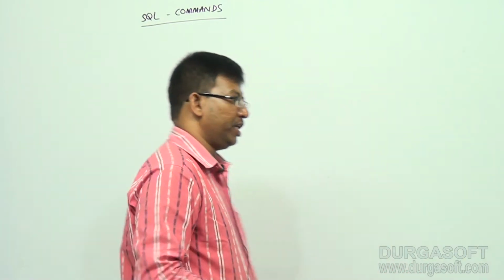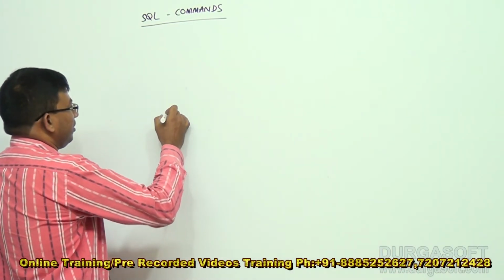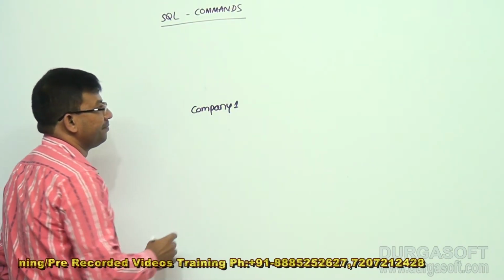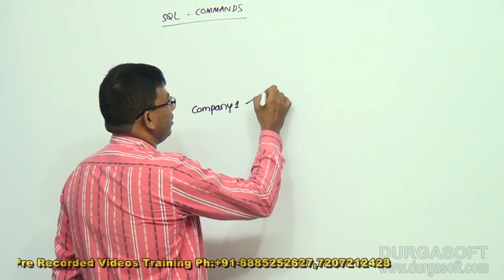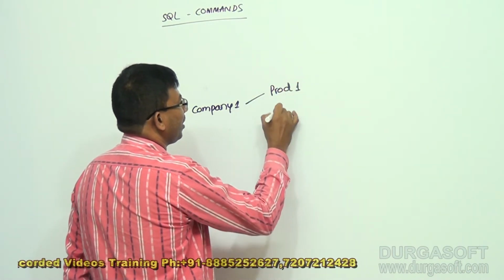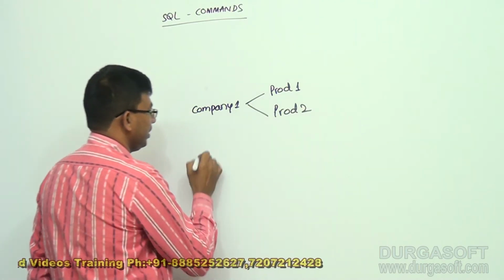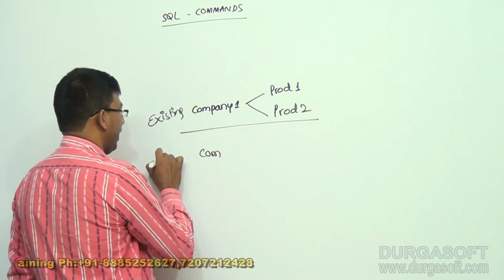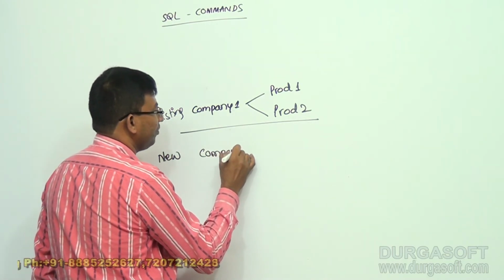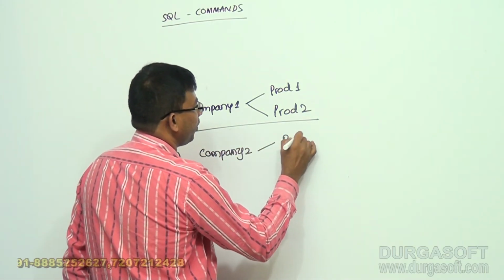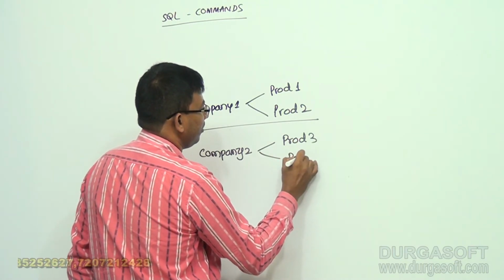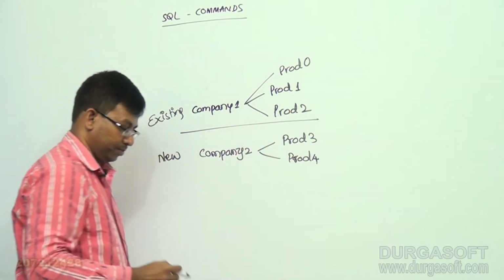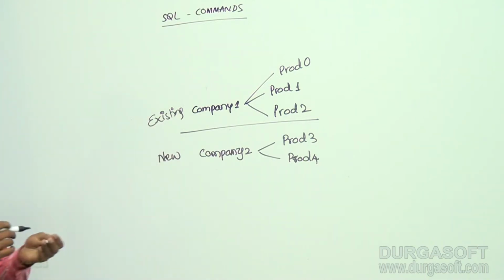Now, there is a scenario like this. There is a company 1. This is producing product 1 and product 2. So this is the existing company, and this is the new company. Company 2, this is product 3, product 4, product 0 also. So this is the existing company and this is the new company.